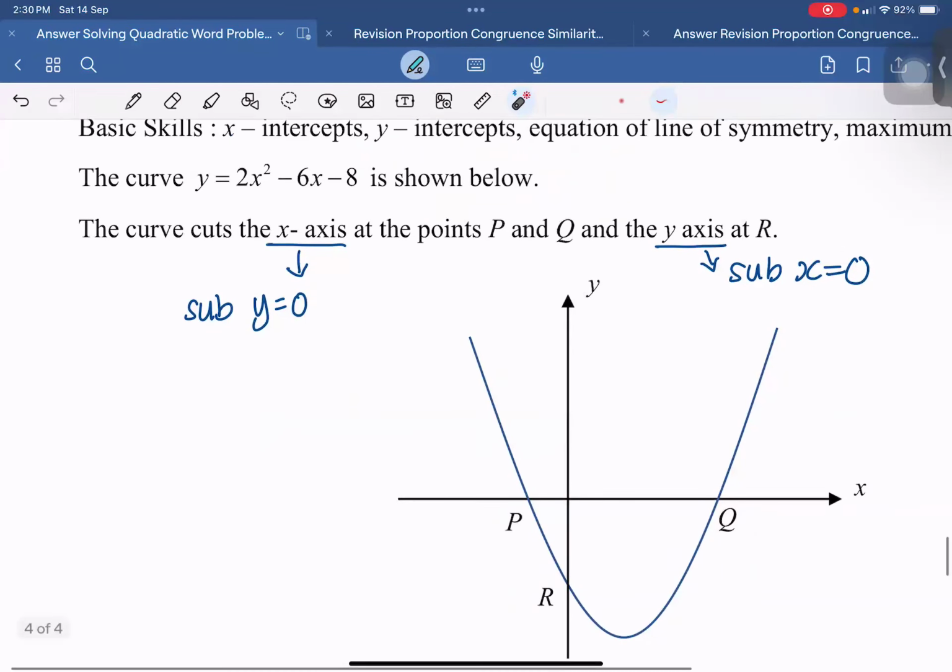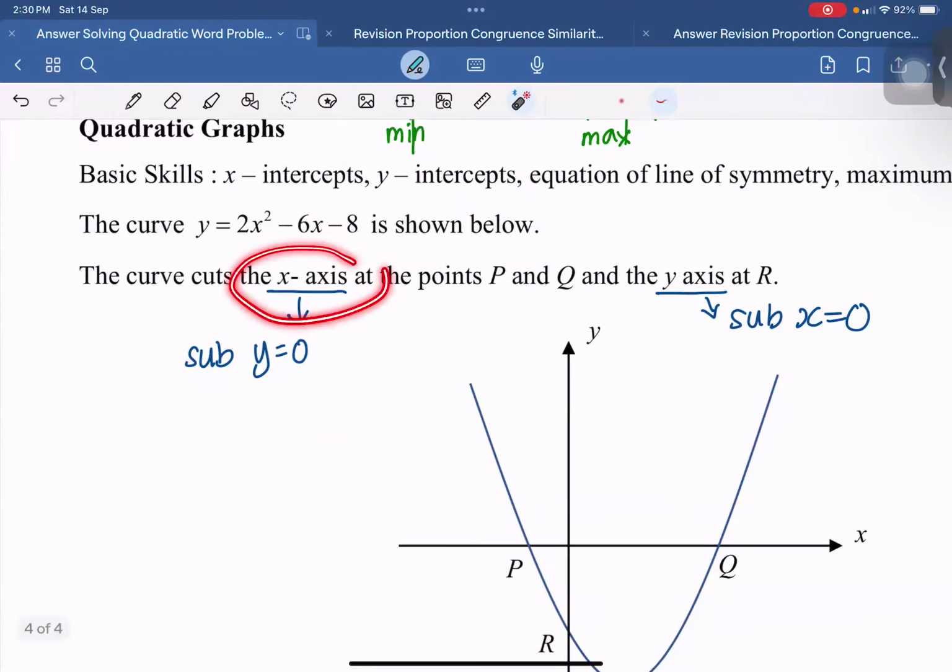So in this case, my question says, the curve cuts the x-axis. What happens when you cut the x-axis? What must be 0?